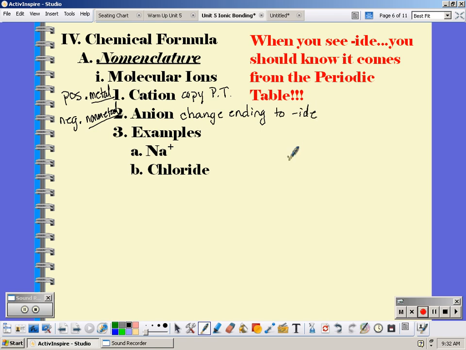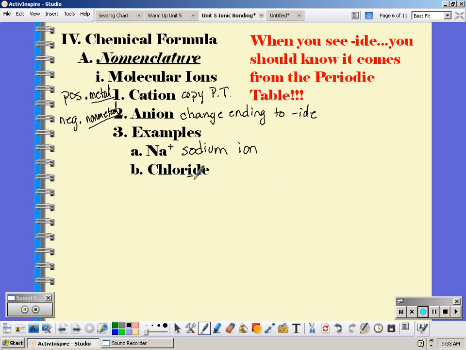So when you see the ending of a name IDE, then you should know it comes from the periodic table. So for example, Na+, the positive is telling us that that is a cation, so we're just going to copy the name off the periodic table, sodium. Now because it's got the charge there, we need to indicate that in the name, so we write the word ion.